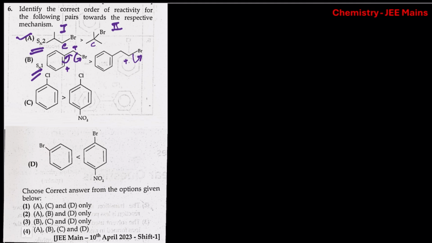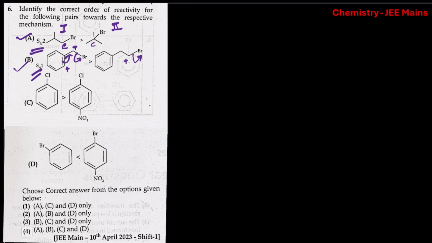But in case of alkyl halide 2, the positively charged carbon is not directly bonded to benzene ring, so no delocalization of positive charge takes place. So the compound 1 undergoes nucleophilic substitution by SN1 mechanism more readily than the compound 2. The order of reactivity shown in option B is also correct. Now C. Chlorobenzene. In chlorobenzene, chlorine atom is bonded to the benzene ring and chlorine has lone pair of electrons.